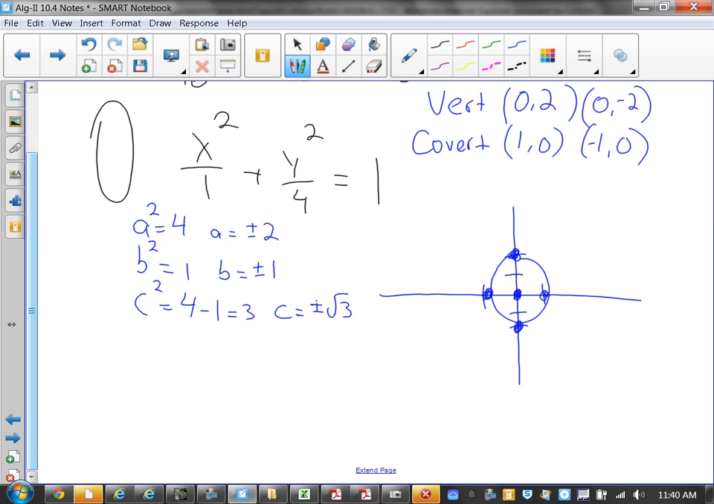I really don't. Okay. And then lastly, our focus. Remember, your vertex always opens to the focus, so will my focus be placed up and down or left and right? Up and down again. Square root of 3 is a little bit more than 1, right? So the square root of 3 is about here-ish, and the negative square root of 3 is about here-ish. So my foci will be at, what's the ordered pairs then? 0, √3, 0, -√3. Perfect. Foci will be placed at 0, √3 and 0, -√3.